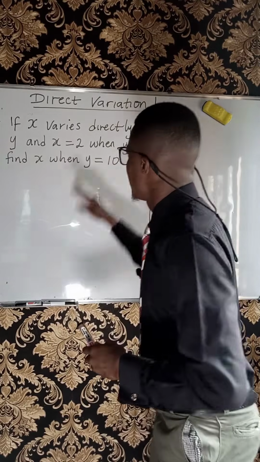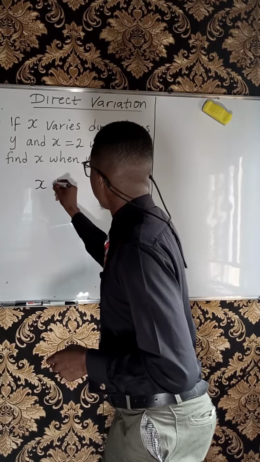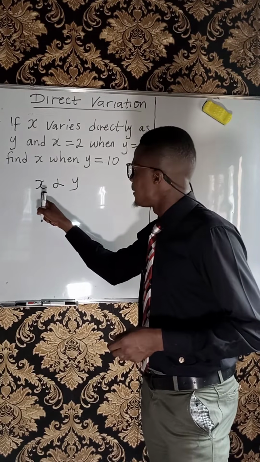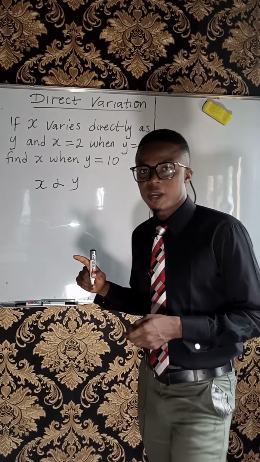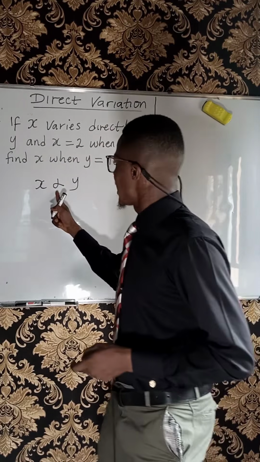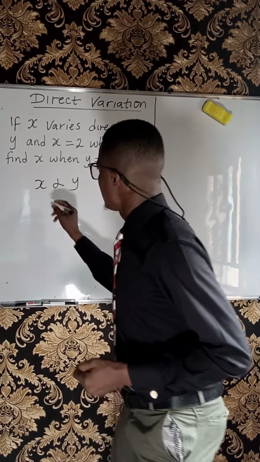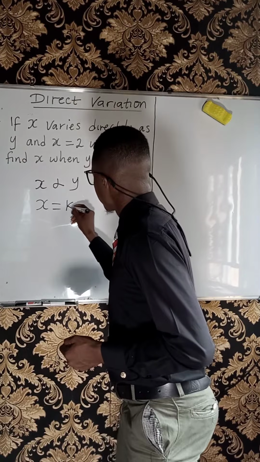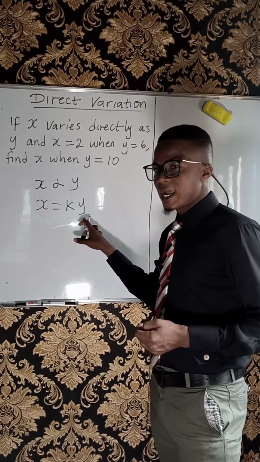All right, now let's go to this question. We are told that x varies directly as y. Look at the sign of variation. So this can be read as x varies directly as y. Now, to remove this sign of proportionality, you must introduce the constant. So if you remove the proportionality, you introduce k. k is the constant, so x = ky. This is the constant that relates x and y.